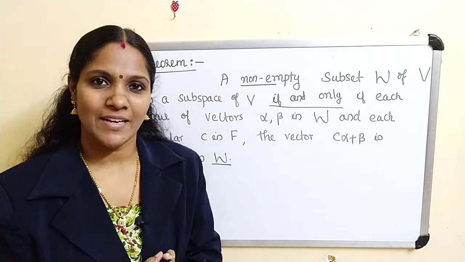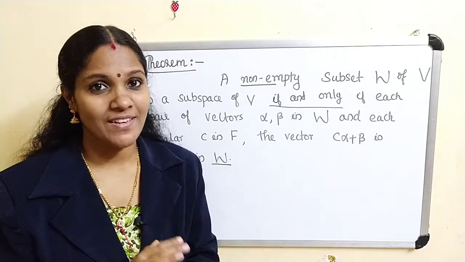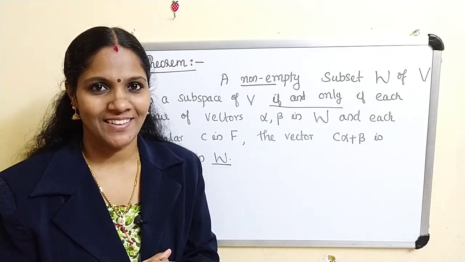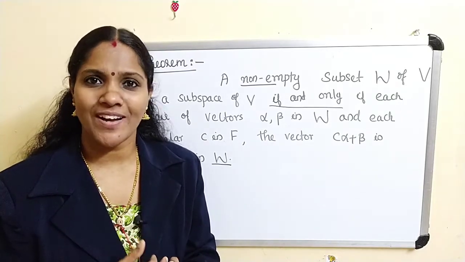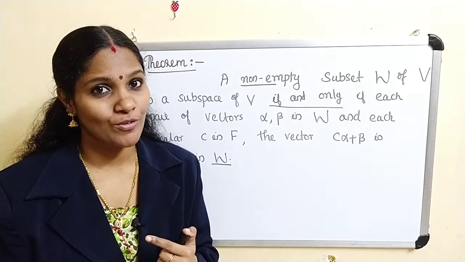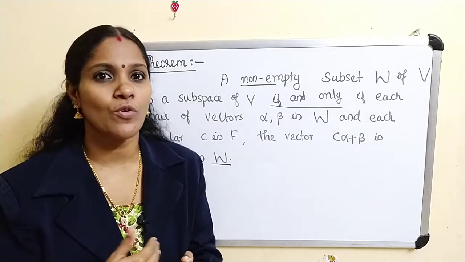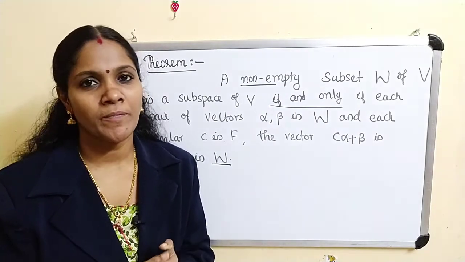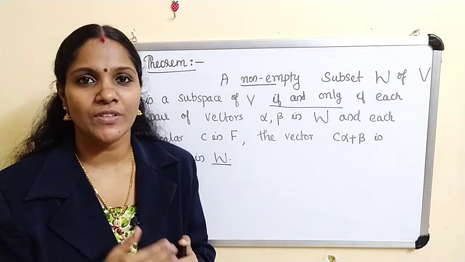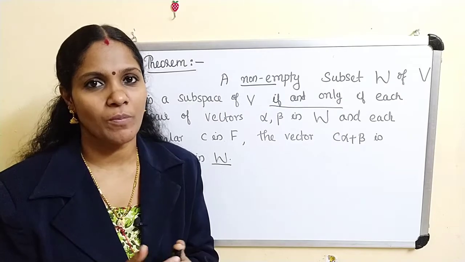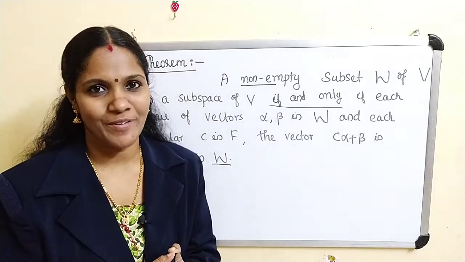Now what about scalar multiplication? We have to check whether W is closed under scalar multiplication. Now what about the properties, 1 into alpha equal to alpha? Alpha belongs to W, W is a subset of V, and V is a vector space. Therefore there is no need to check whether the scalar multiplication properties hold in W, because all these properties clearly hold in V.